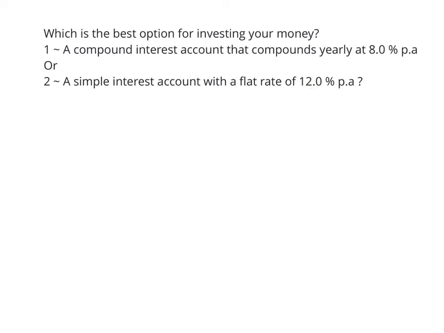Well, clearly here, if you're going to invest for 1 year, the first option would go up by 8%, but the second option would go up by 12%. So the simple interest is clearly the best option over 1 year. Over 2 years, the simple interest would go up 24%, but the compound interest, due to its compounding nature, wouldn't go up by 16%, it would go up by a little bit more.